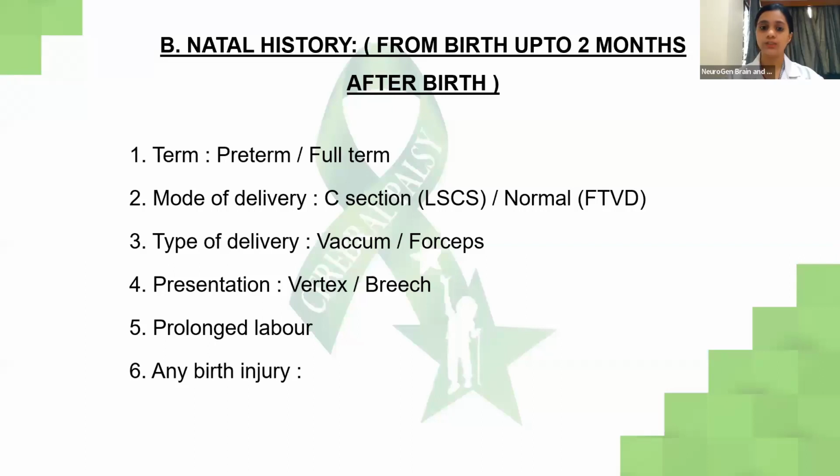Then, was the child born through vacuum or through forceps delivery? Then presentation: was the child a vertex, born head first, or born through the buttocks or the leg first? Any history of prolonged labor, anything more than 20 hours is prolonged, needs to be asked. If there is prolonged labor, then there are chances of hypoxia to the child's brain, so this needs to be ruled out. Any birth injury, did the child have any injury to the brain while being handled during birth, needs to be asked.